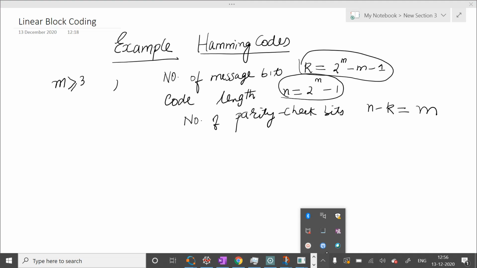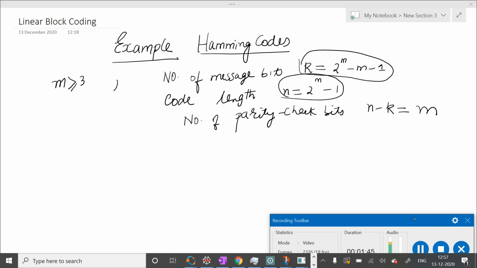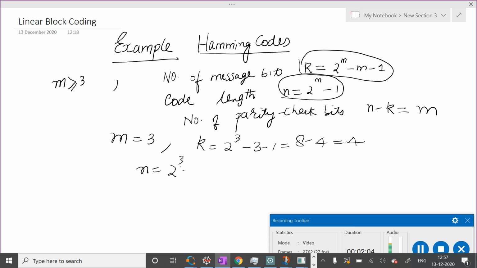So as an example, if we take the value of m to be equal to 3, that is we add 3 parity bits, we will get k equal to 2 to the power 3 minus 3 minus 1, which is 8 minus 4, which is 4, and n is 2 to the power 3 minus 1, which is 7, and definitely the number of parity bits m is 3.